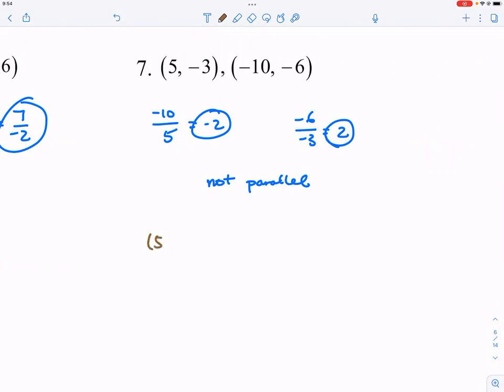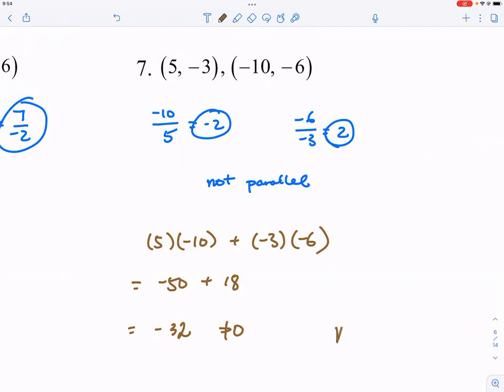And let's see if they could be perpendicular. You may just look at this and say, yeah, no, it's not going to happen, because it is negative 32. It's not equal to 0. So in this case, you can conclude that this is neither. It's neither parallel nor perpendicular or orthogonal to each other.